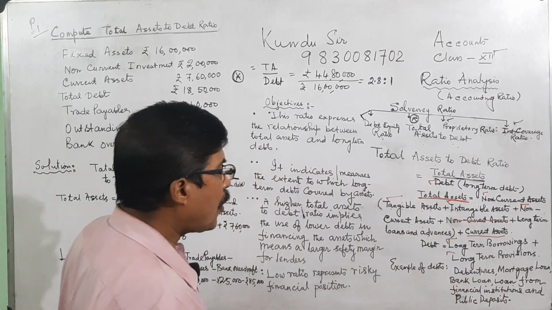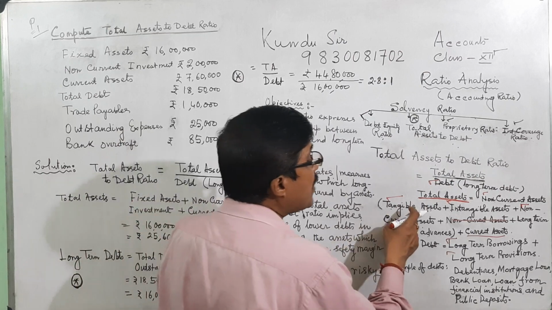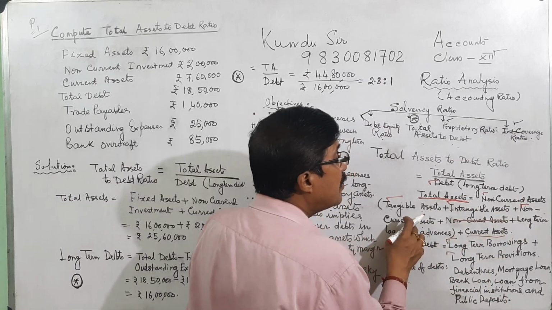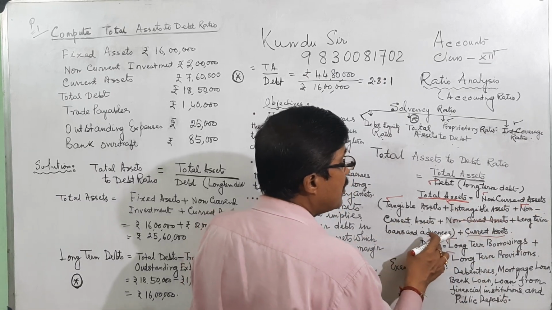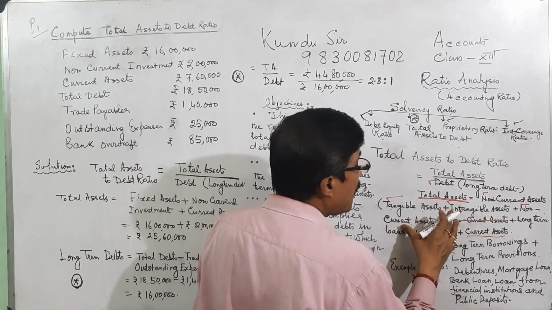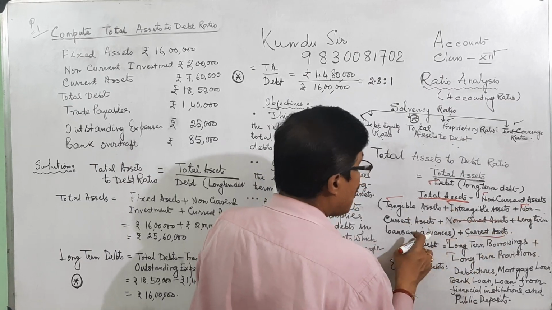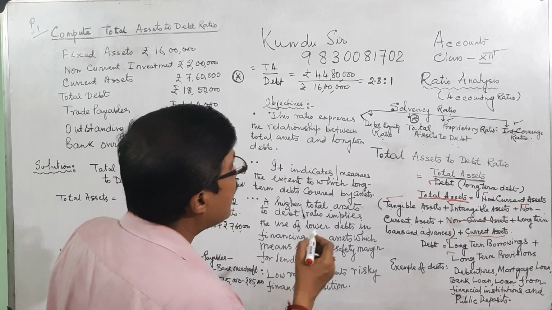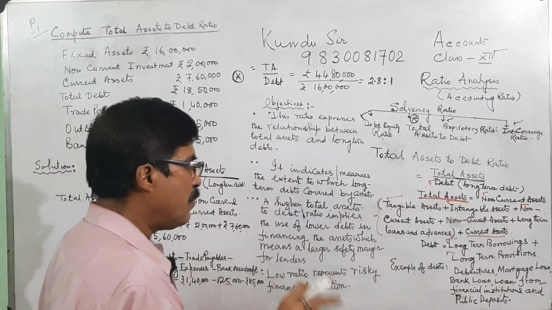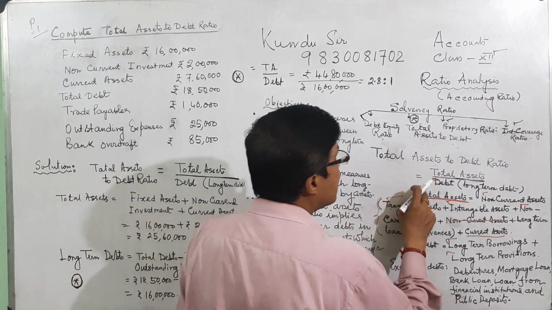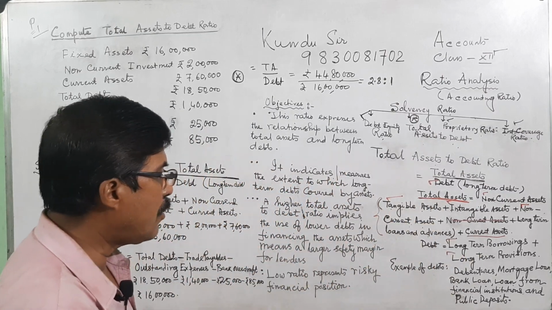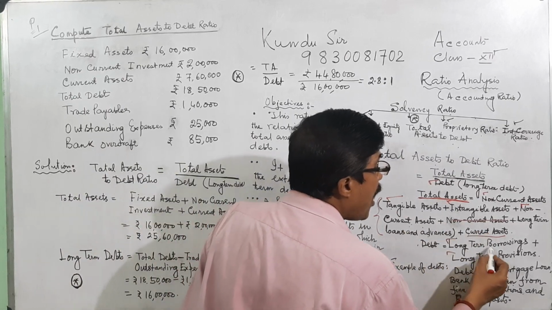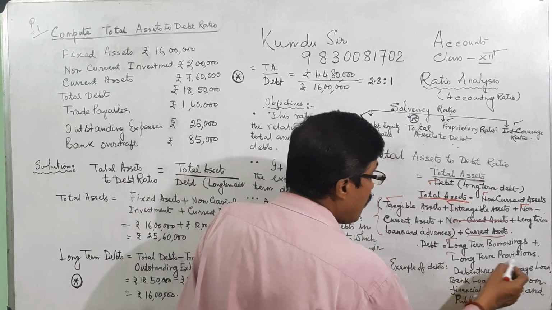Total asset equals non-current asset. Non-current asset equals tangible asset, intangible asset, other non-current asset, plus long term loans and advances. It is the portion of the fixed asset, plus investment is covered. Thereafter the current asset, that is total asset we have explained here. Fixed asset, investment plus current asset equals total asset. Fixed asset, investment, long term investment plus current asset. Now, debt equals long term borrowing plus long term provisions.